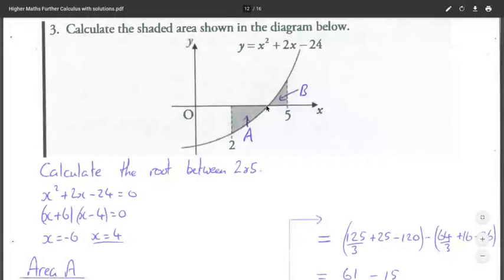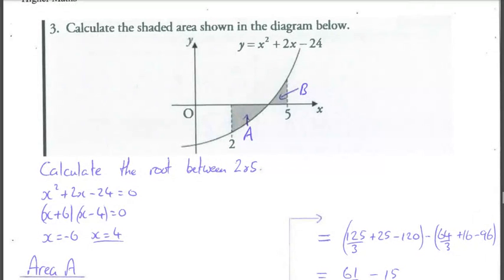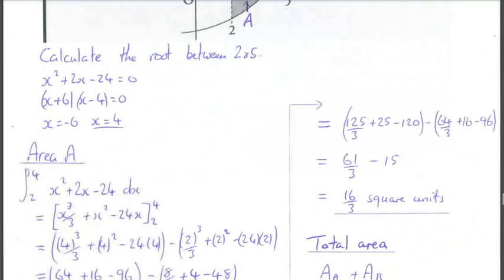Now, obviously, -6 will be along here on the left-hand side somewhere, because this parabola will come back up and intercept the x-axis to the left of the diagram. So our value of x here is 4. Now once I've done that, all I need to do is to integrate this function between 2 and 4, and then integrate it again between 4 and 5. Remember, for area A here, I should be getting a negative value because it's below the x-axis. That's something to be thinking about even before we start to do any writing.